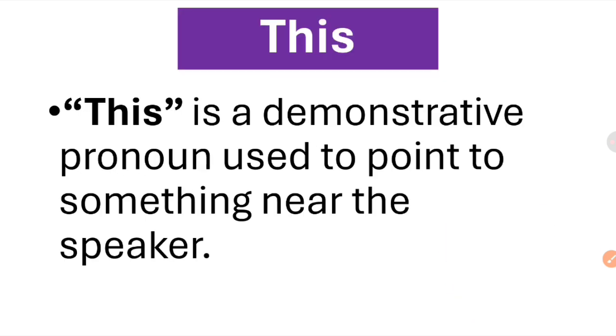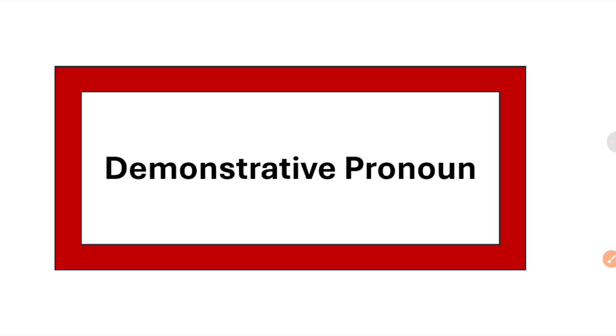Okay. So this, first of all, you must know what is this. So this is a demonstrative pronoun. Okay. Demonstrative, which shows something, which points out something, used to point to something near the speaker. So it is a singular demonstrative pronoun, which we use to point to something near the speaker. So something which is near. And you might have read about it that when something is far away, we use that. Okay. But when something is near, we use this. So this is a very simple rule.